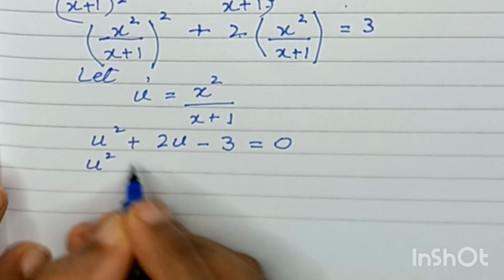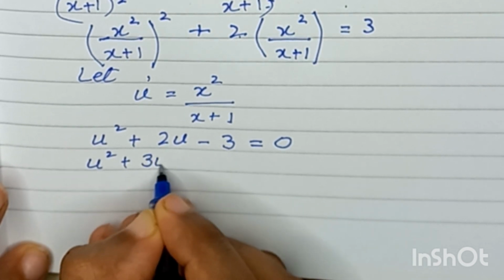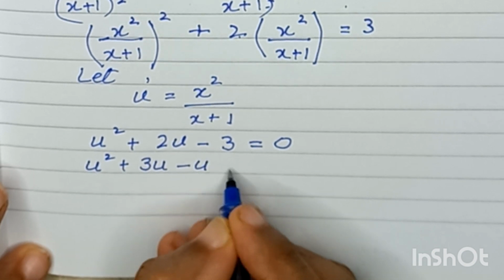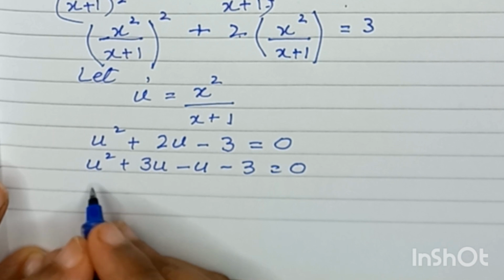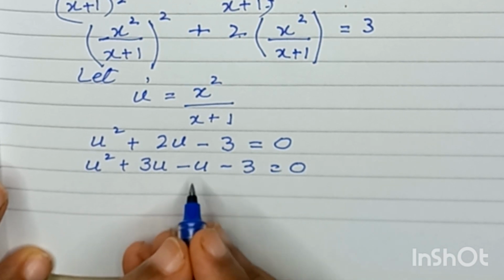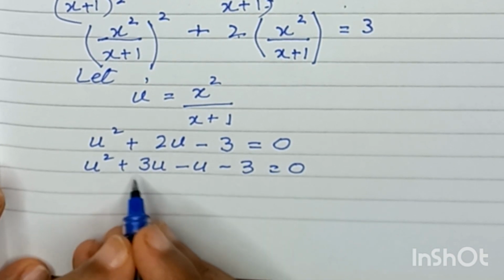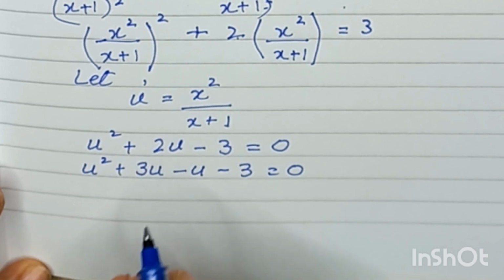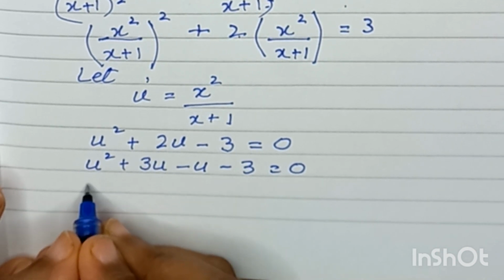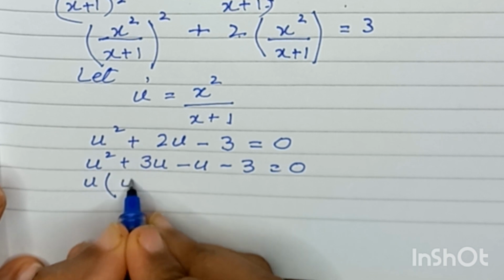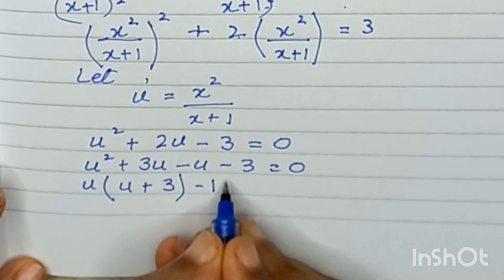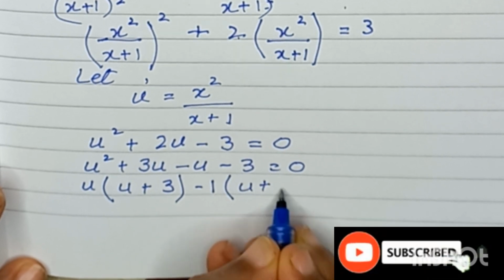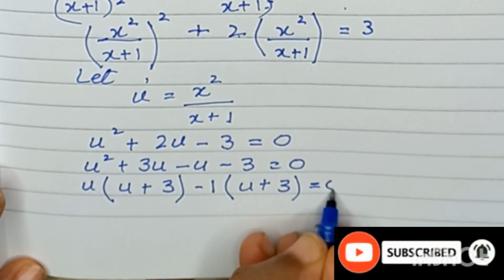So u square plus 3u minus u minus 3 is equal to 0. 3 times 1 is 3, negative 3, and plus 3u minus u will be equal to plus 2u. Now we will take u common. So it will become u plus 3, and from here we have minus 1 common, and we have left u plus 3, which is equal to 0.